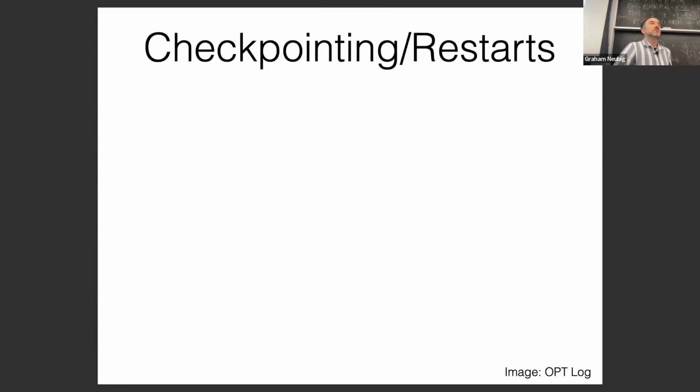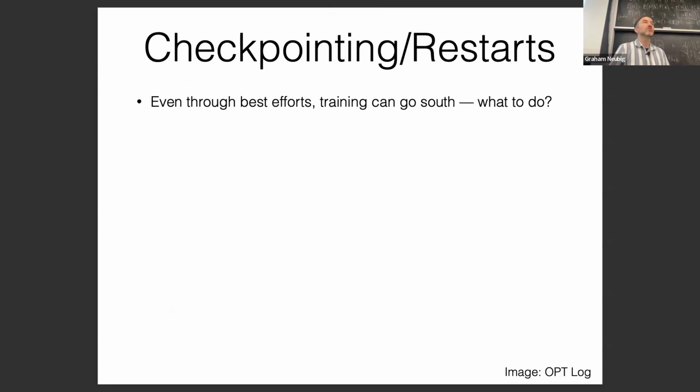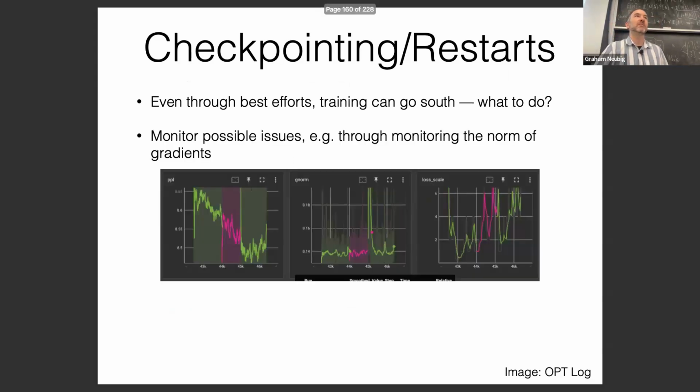Okay, so checkpointing and restarts. This is also tricky. This is especially tricky if you're doing pre-training, but it can also be tricky even if you're just fine-tuning models. So even through your best efforts, training can have problems. So what you want to do, ideally, is monitor possible issues. The one standard thing to monitor is the norms of the gradients. And so this is your perplexity.